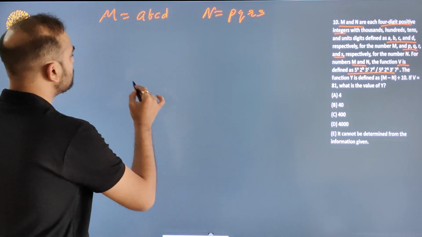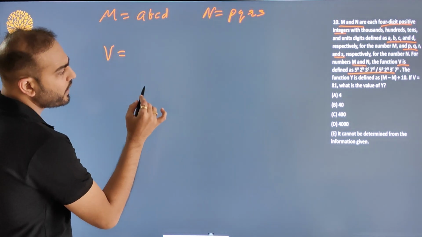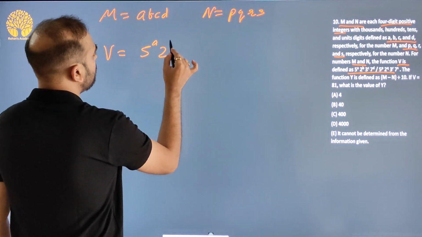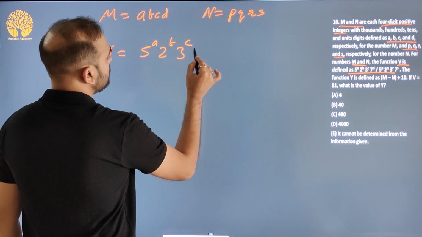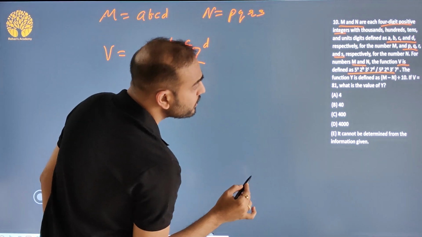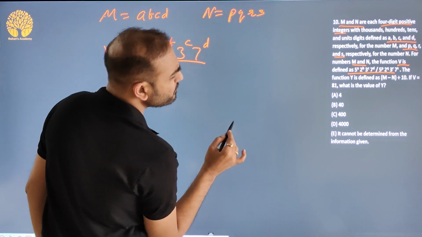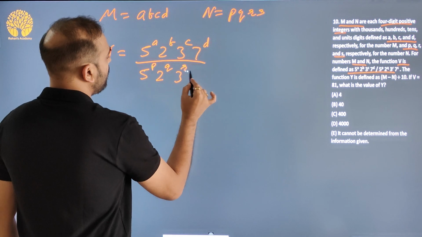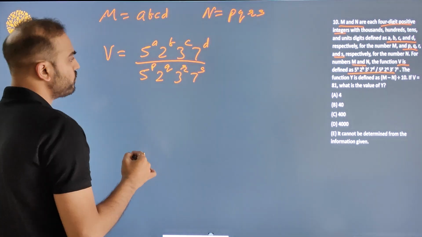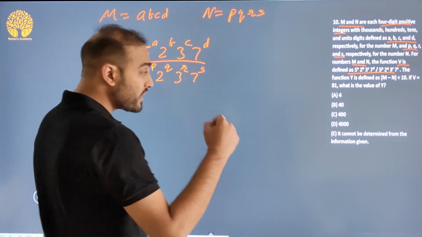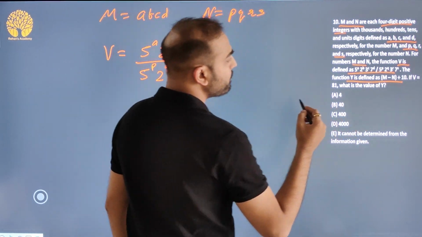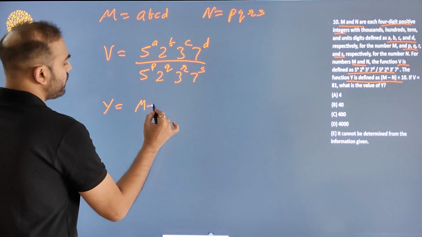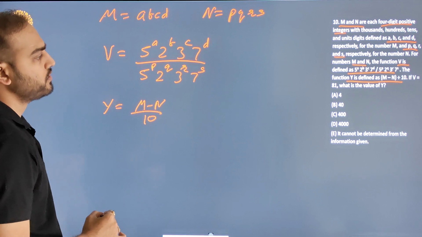For numbers M and N, function V is defined as 5 power A, 2 power B, 3 power C, 7 power D divided by 5 power P, 2 power Q, 3 power R, 7 power S. You have another function Y defined as M minus N by 10.